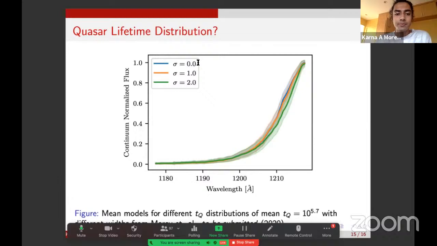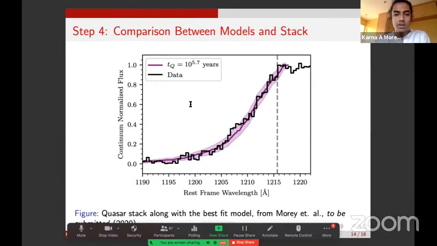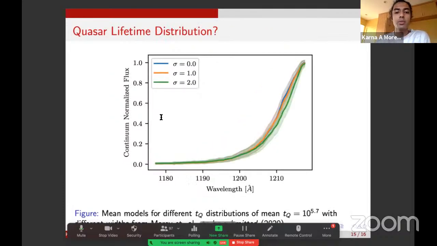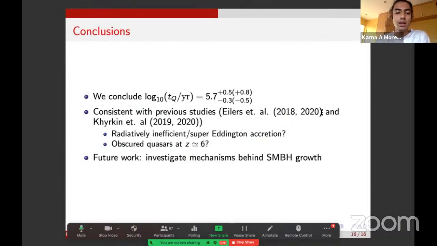And so in conclusion, we conclude that the effective lifetime of these quasars at redshift 6 is 10^5.7, which is very consistent with previous studies done by Christina and Ilya Kurgan. And this is more than an order of magnitude shorter than what was previously understood. Recall at the beginning of the talk, I said about 10^9 years, or 10^8 years.